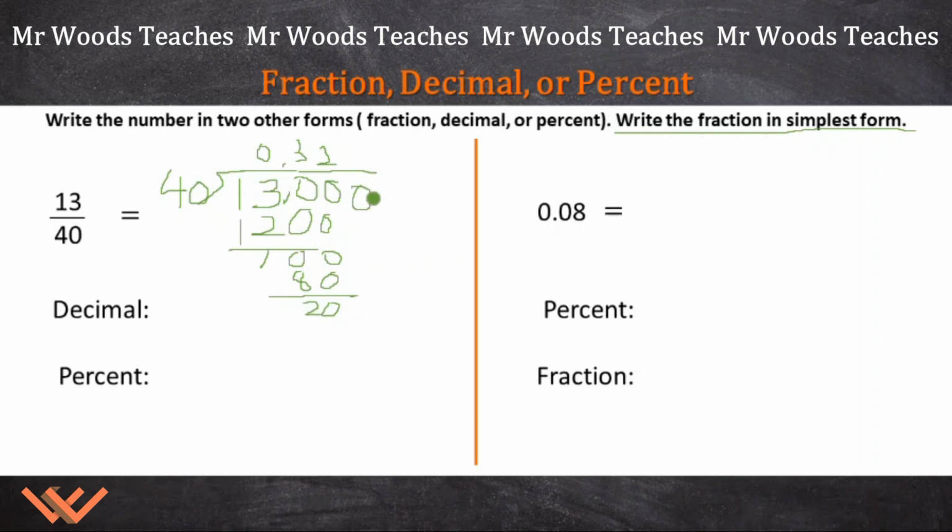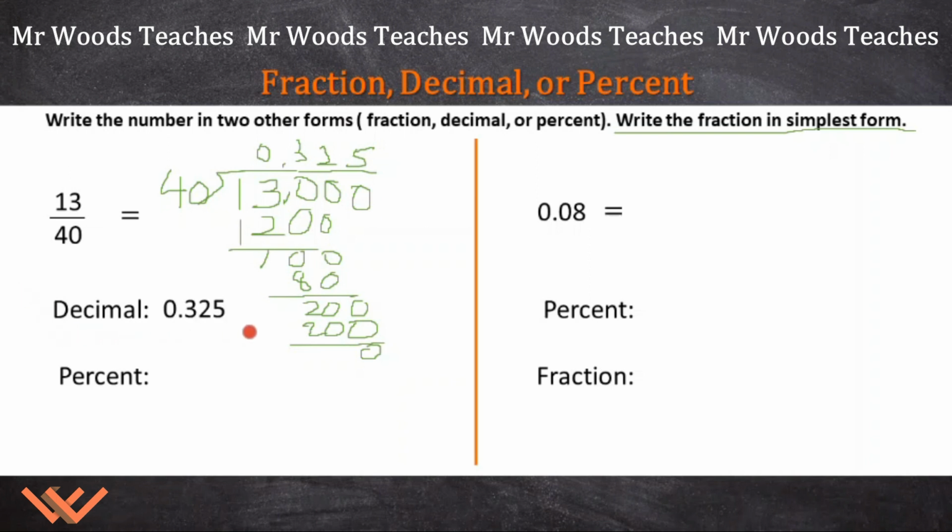I see a solution here. Let me bring down that 0. Here I add another 0. So 200 is divisible by 40 because 5 times 4 is 20, and then times that 10 here is going to give me 200. So I'm going to put that 5 up here, and that's going to give me 200. And 0 remainder. So 0.325, that is the decimal. So we figured that out.